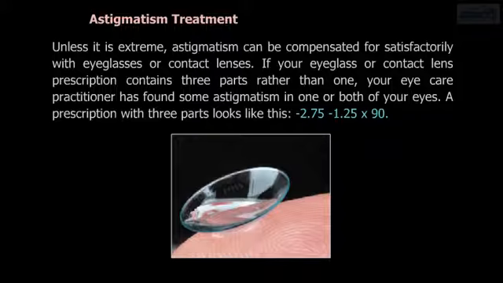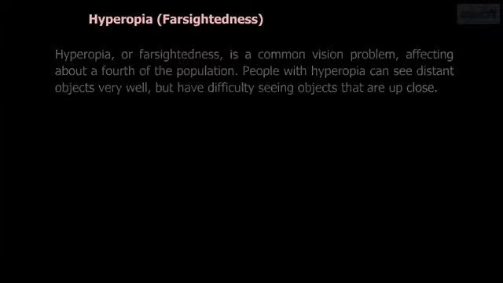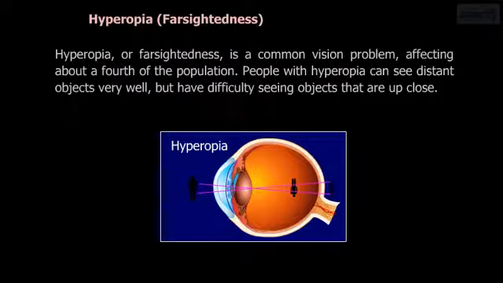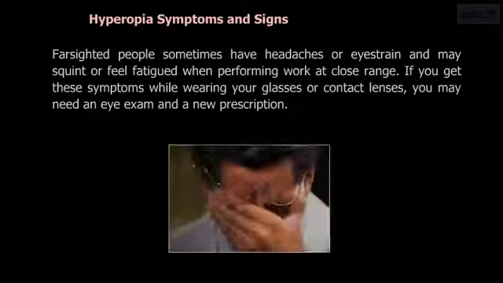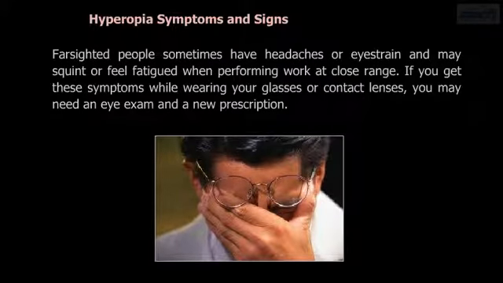Hyperopia, farsightedness. Hyperopia or farsightedness is a common vision problem affecting about a fourth of the population. People with hyperopia can see distant objects very well but have difficulty seeing objects that are up close. Hyperopia symptoms and signs. Farsighted people sometimes have headaches or eye strain and may squint or feel fatigued when performing work at close range. If you get these symptoms while wearing your glasses or contact lenses, you may need an eye exam and a new prescription.